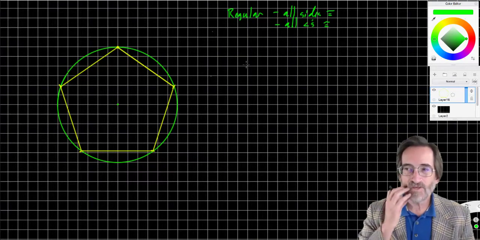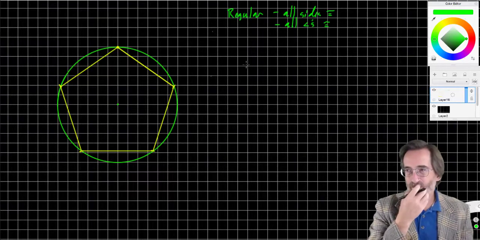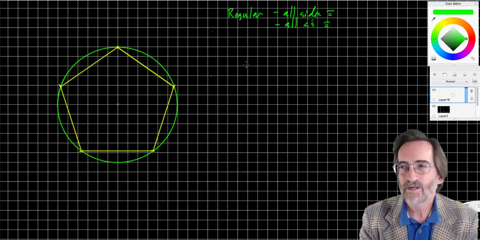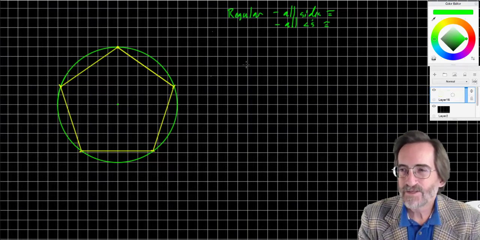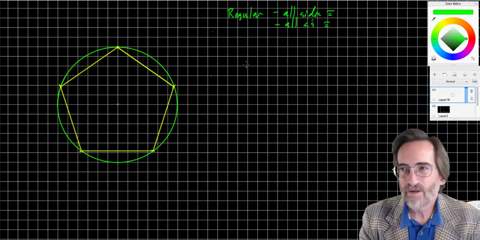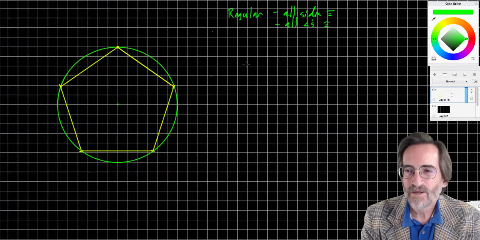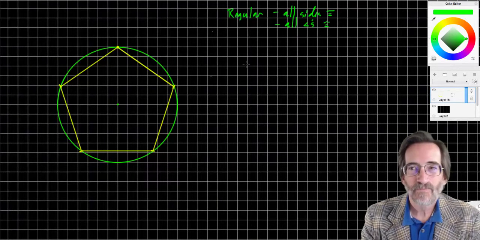So I've got on the screen a regular pentagon, pent meaning 5. That's the Greek prefix, pentagon. And it's got 5 congruent sides. All the sides are pretty close to 7 units long. The angles are all the same as well, right?